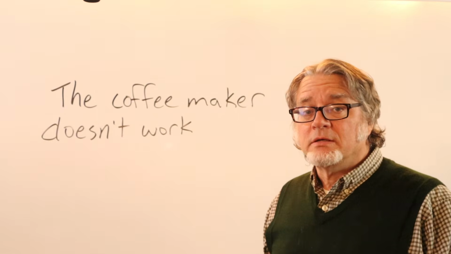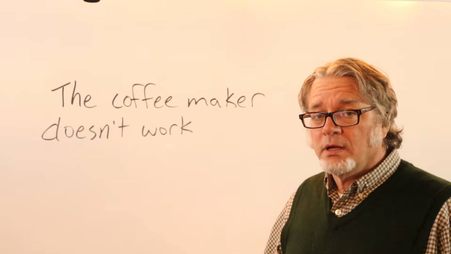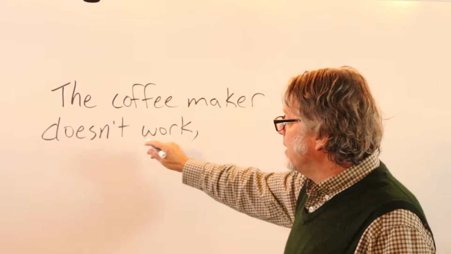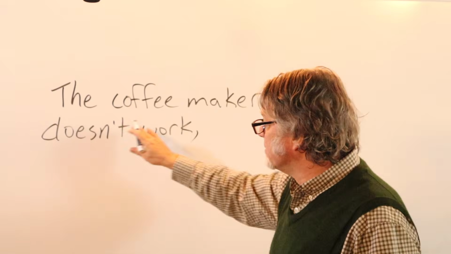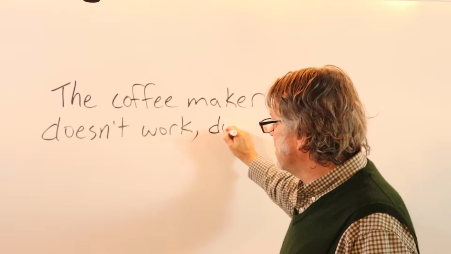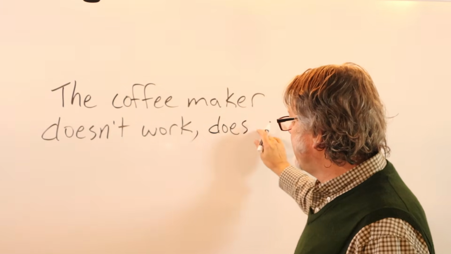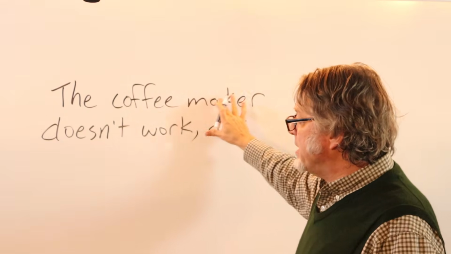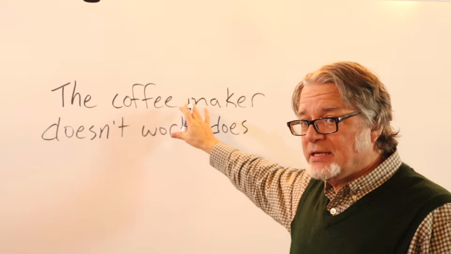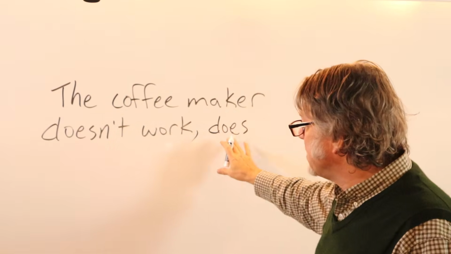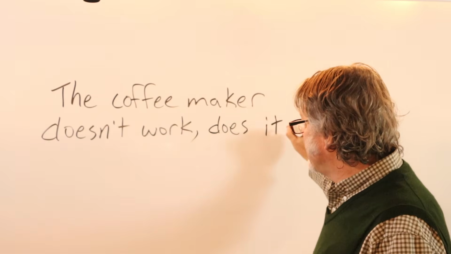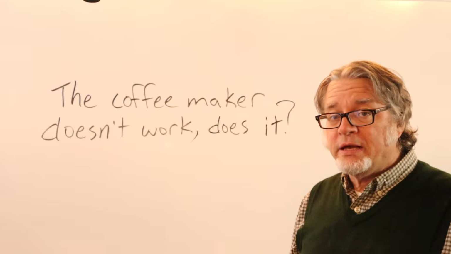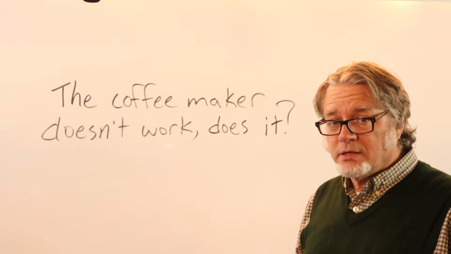The coffee maker doesn't work. And then to make the tag question, put the comma here, and because this is negative, this will be affirmative, and then we need a pronoun here. This is one coffee maker. This is the subject. It's a thing. So the pronoun that goes here is it, and then there's a question. The coffee maker doesn't work, does it?